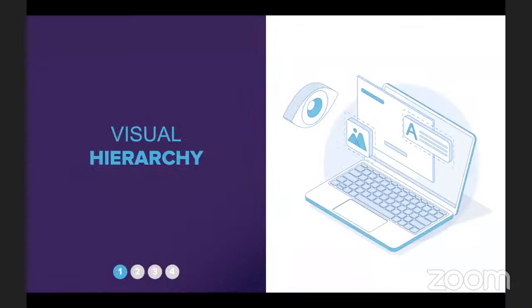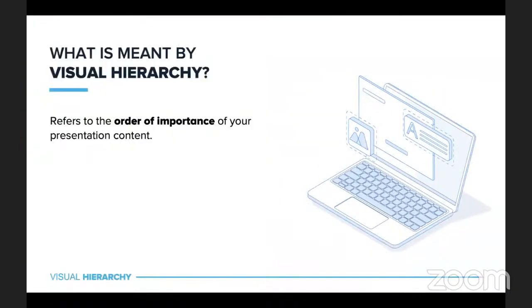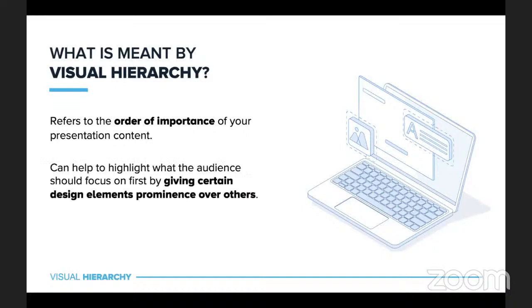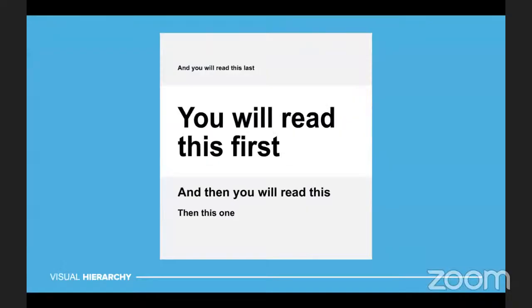So first up, we have visual hierarchy. Visual hierarchy is one of the most critical principles of design. It refers to the order of importance of your presentation content. So when it comes to your presentations, visual hierarchy can help to highlight what the audience should focus on first by giving certain design elements prominence over others. Basically, it requires you to think about which parts you want to stand out most and which are less important.